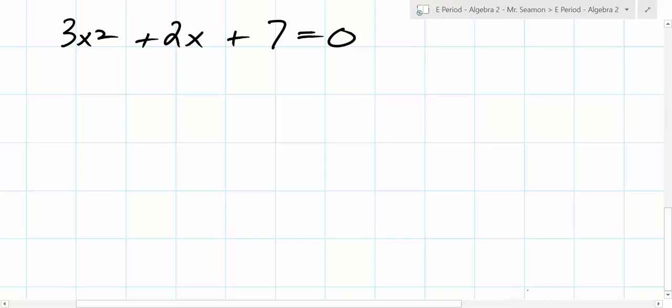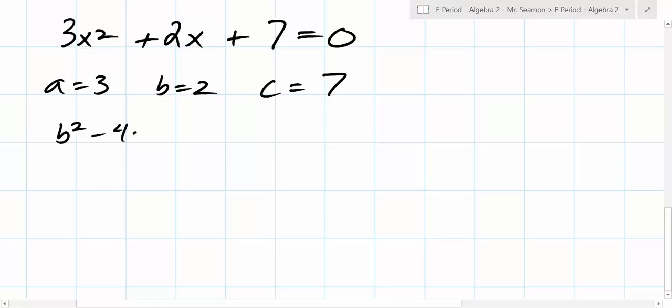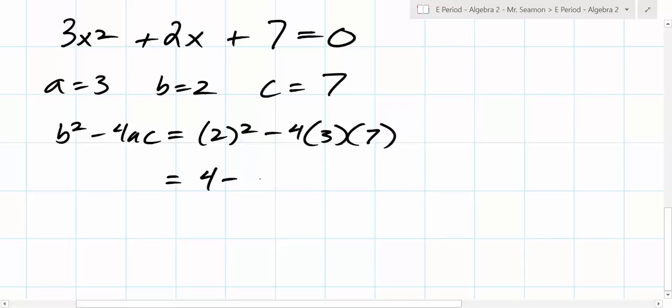So how about the next one? What did I ask you to do first? A is 3, B is 2, C is 7. And then I asked you to find, you could write it down, b squared minus 4ac. What's that called? That's called the discriminant. So in that case, it's going to be 2 squared minus 4 times 3 times 7, which is 4 minus, not 8, 12 times 7. So it's 4 minus what?